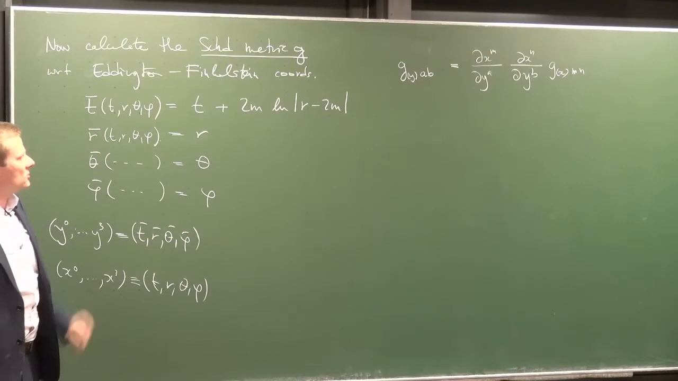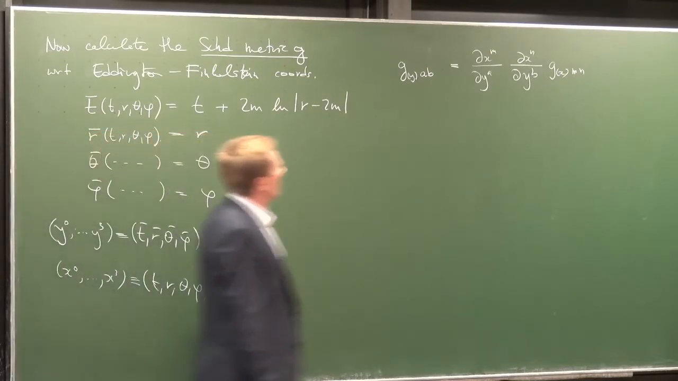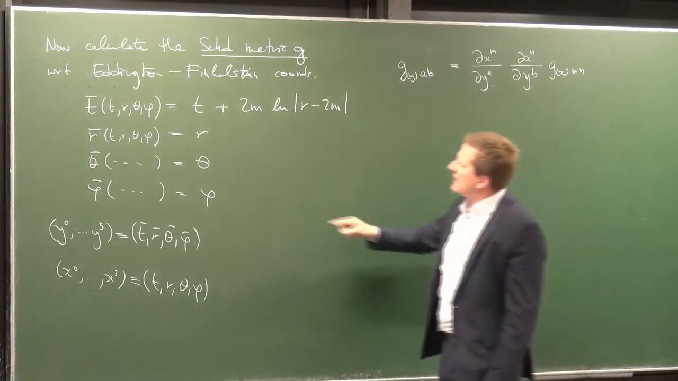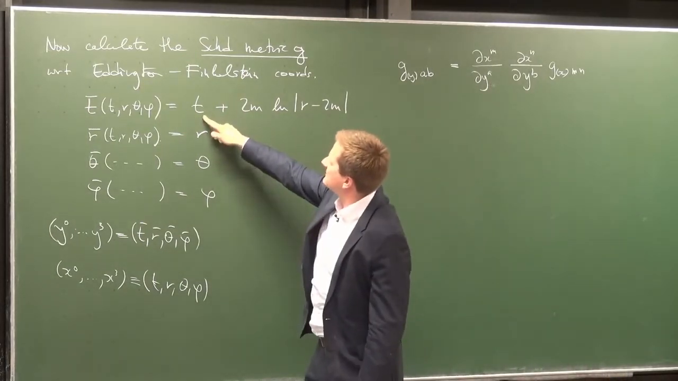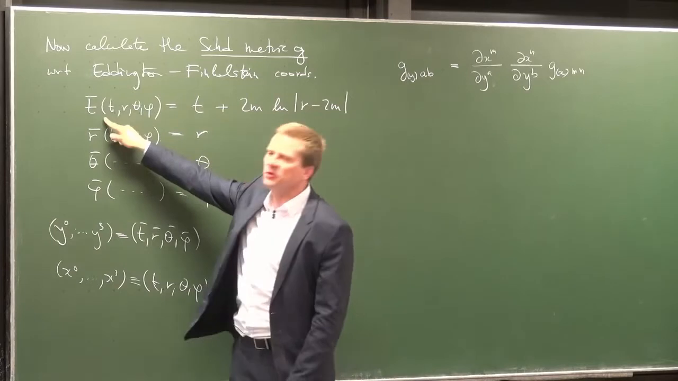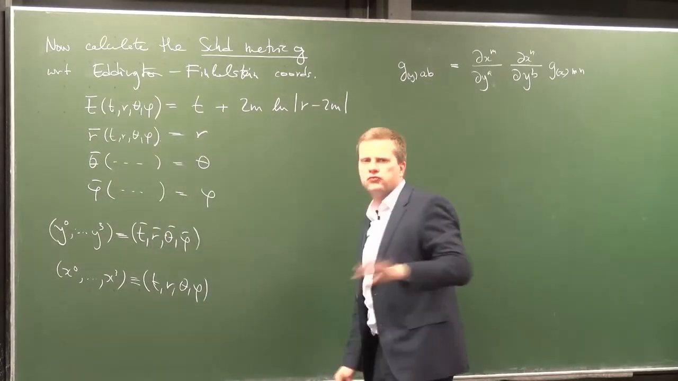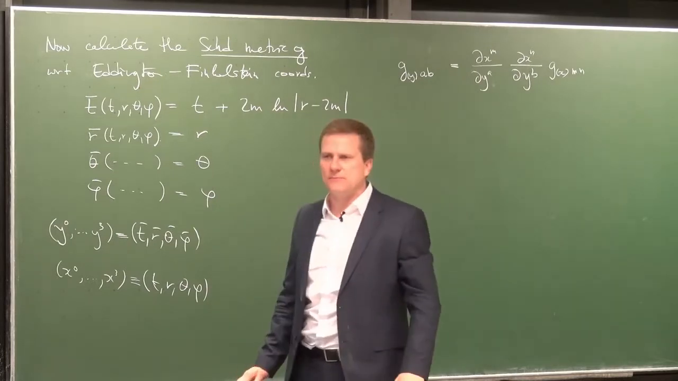So what do we need to do? Well, we need to calculate dx by dy. These are the old coordinates derived with respect to the new ones. Oh dear, then we have to invert this. Yeah, we can do this. Everything can be done.